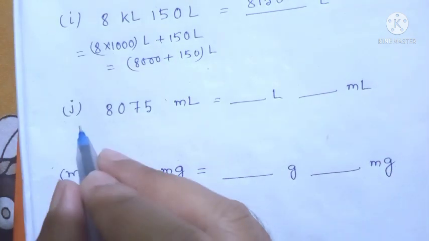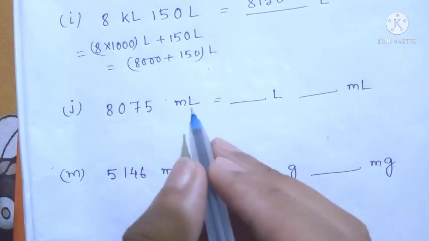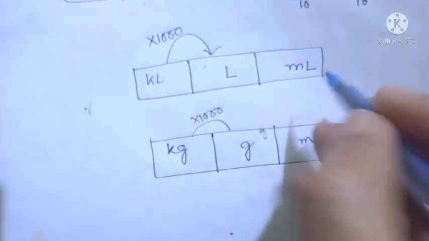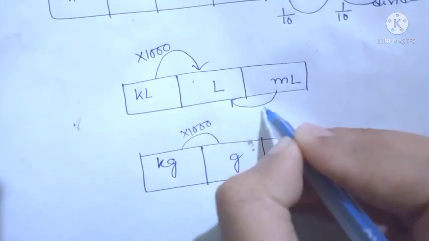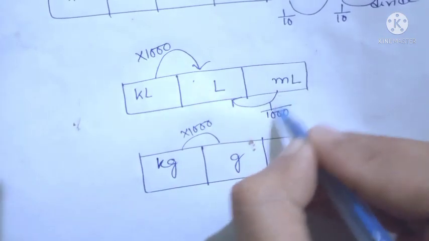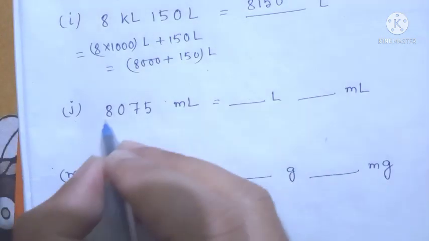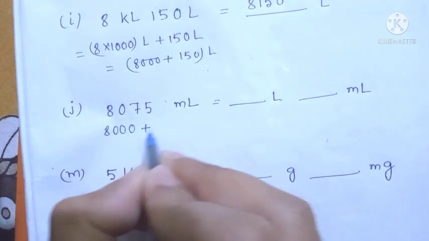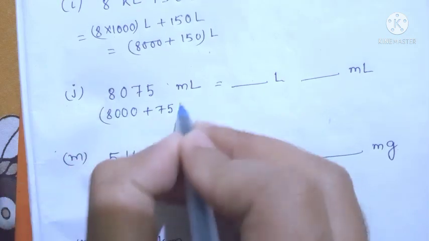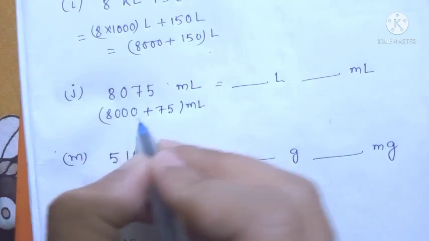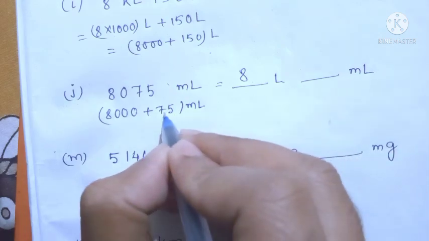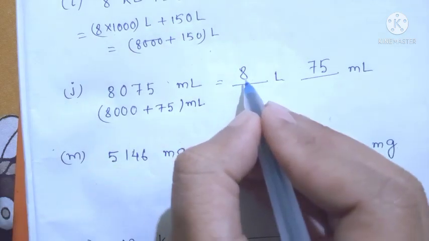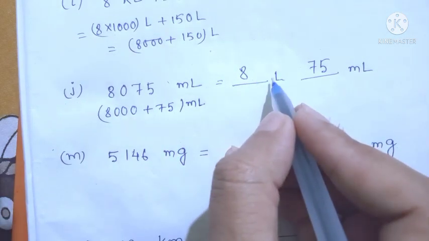Now question number J. 8075 milliliter. Milliliter to liter, that means smaller to bigger, so we have to divide by 1000 because only one step. We can also write 8000 plus 75 ml. Now 8000 ml means 8 liter and 75 milliliter. So very easy: 8000 ml means 8 liter.